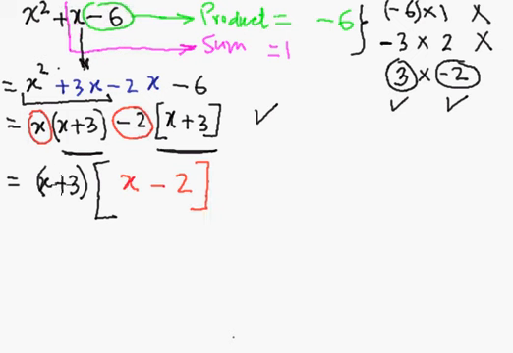Check it out. If you multiply this with this, you get x times x plus 3, and when you multiply this with this, you get -2 times x plus 3. So the final answer is x plus 3 times x minus 2, and that's the answer.